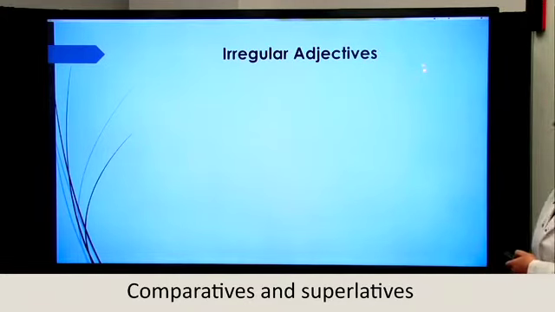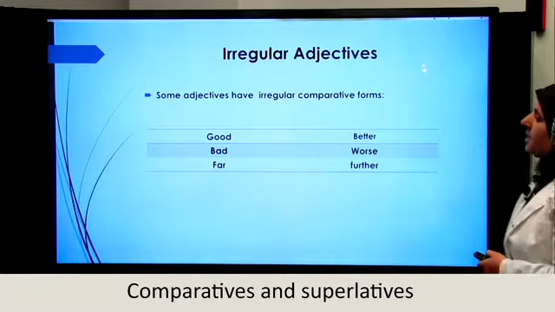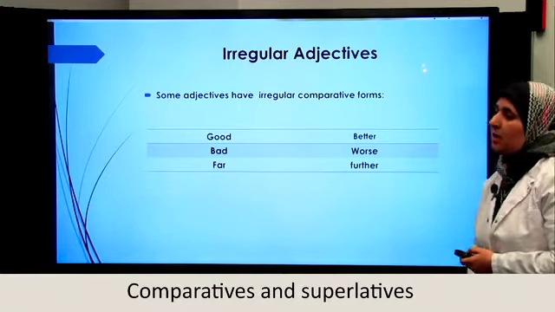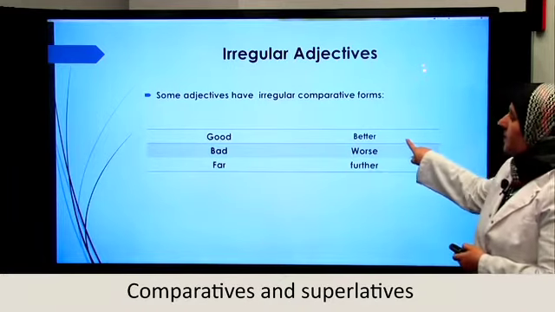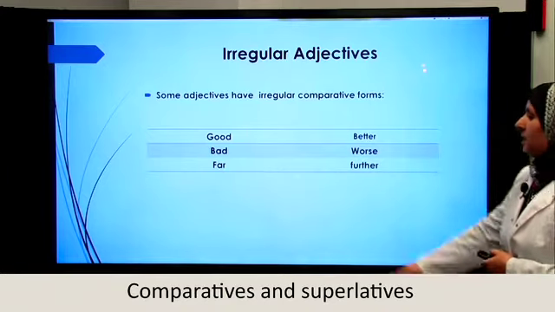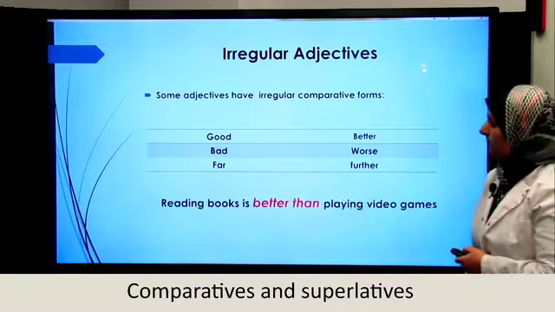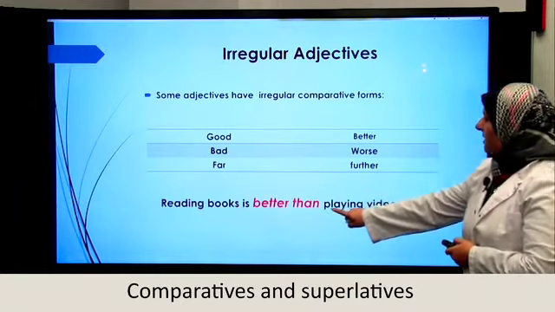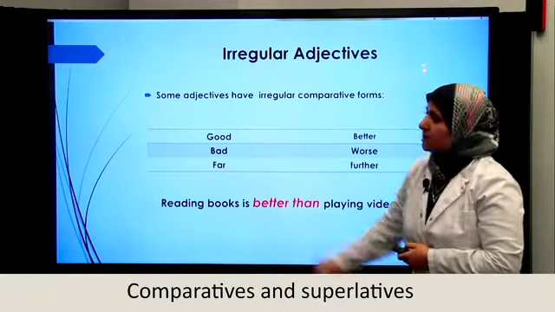Now, there are exceptions, of course. We have irregular adjectives. Some adjectives have an irregular comparative form, meaning we can't use the ER plus than. Example, good, the comparative form is better. Bad, the comparative form is worse, and far, the comparative form is further. Example, reading books is better than playing video games. So better here is from the adjective good.